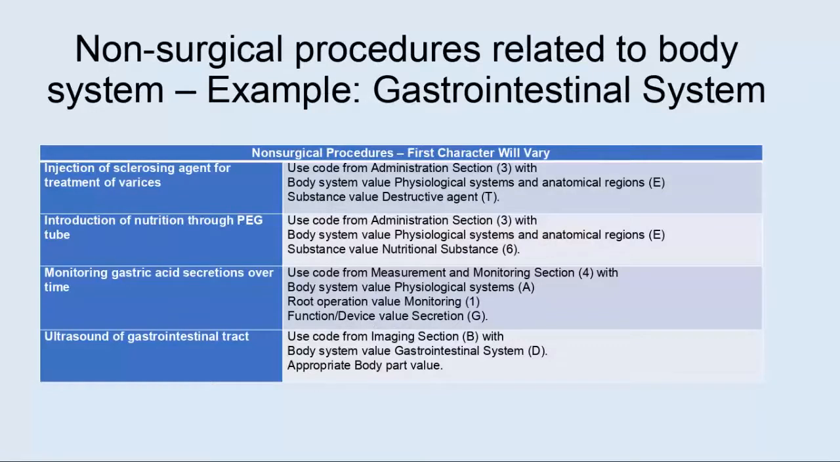Each body system also includes a description of the non-surgical procedures that are included in that system. For example, nutrition through a PEG tube, part of the gastrointestinal system, how is that coded? Administration, etc. So it gives you examples of the non-surgical procedures that are associated with a specific body system.